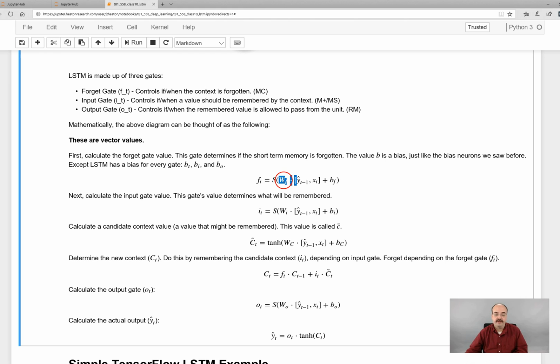So this weight for forgetting, that's the training capability. This value will change as the neural network learns. And by multiplying by the previous output and the current input, that vector, and adding the bias, which is also a learning parameter, by adjusting these two, we learn when to forget. If F becomes a 0, we're going to forget. If I becomes 1, we're going to remember.